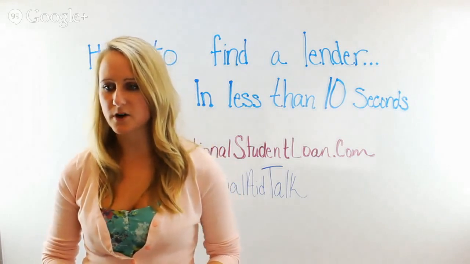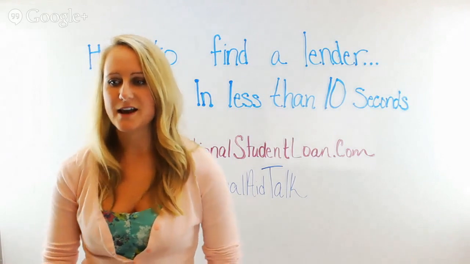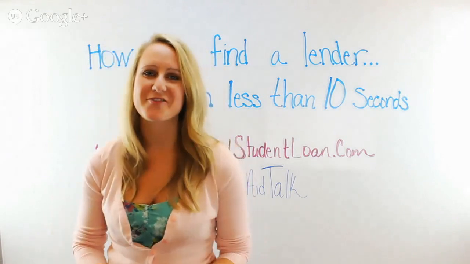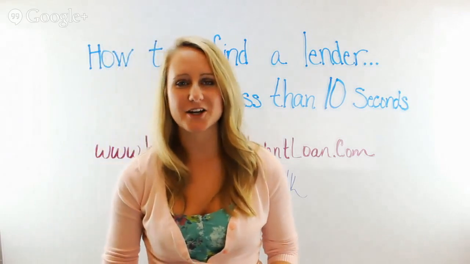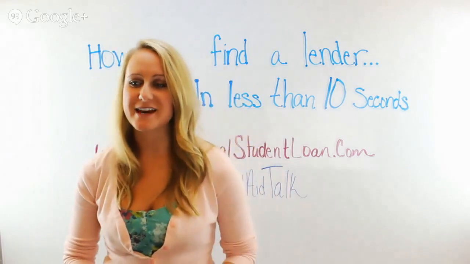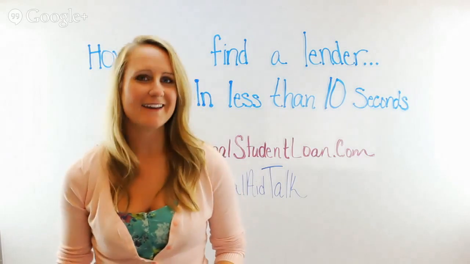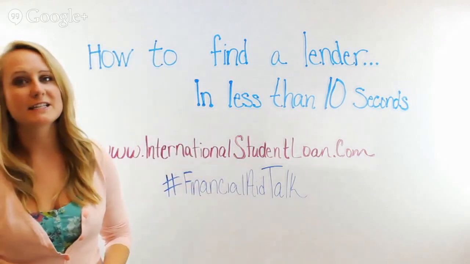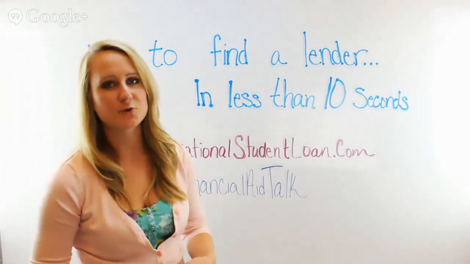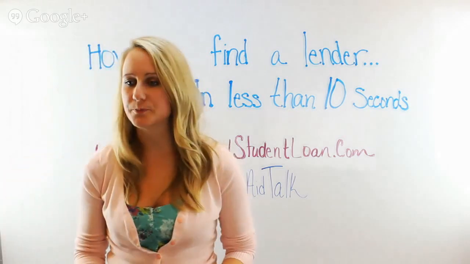Okay, now we have our first one. They asked, how can I find a lender? Hopefully you know now how you can find an entire list of lenders that will work for you depending on your situation. So hopefully that question has been answered already. If not, that's okay. Make sure that you go to internationalstudentloan.com. Over on the right-hand side there, you can use that loan finder tool, and that's going to help populate a list of lenders that will work for you.